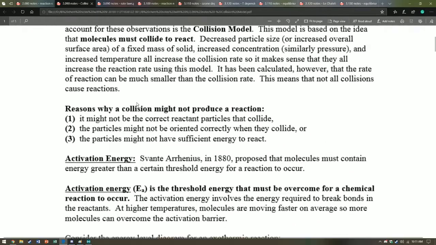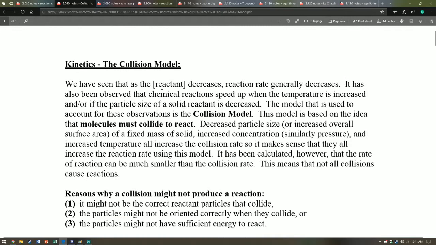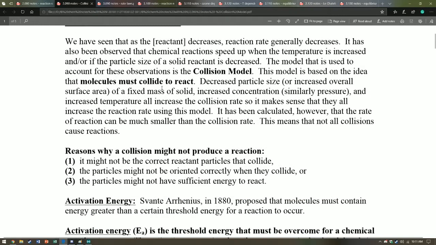Let me zoom this in real quick. So we have seen that as the concentration of reactant decreases, the reaction rate generally decreases. It's also been observed that chemical reactions speed up when the temperature is increased, or if the particle size of a solid reactant is decreased. The model that we use to account for these observations is the collision model, which is the idea that molecules must collide to react with each other.